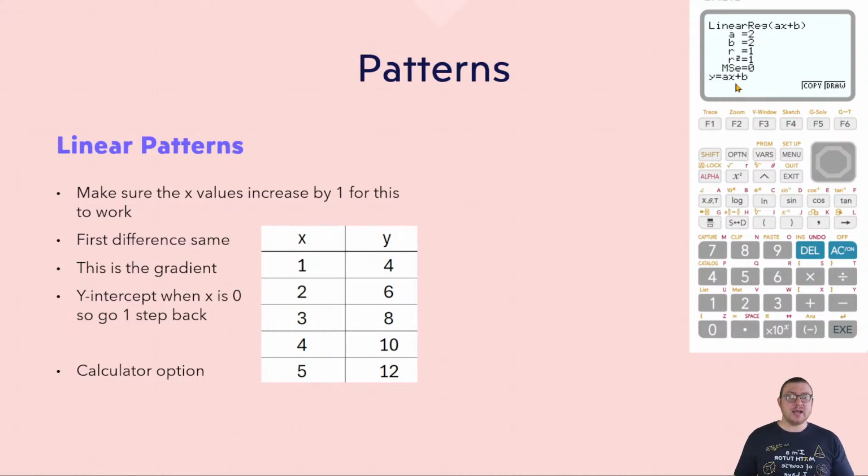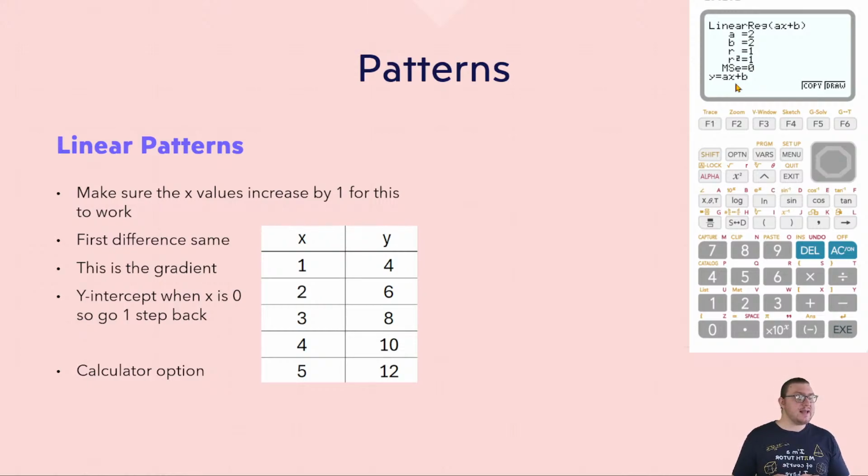Now here, what I recommend is just copying the equation that they give you, y is equal to ax plus b, and then underneath it substitute in your values for a and b, which will give us 2x plus 2, just like we figured out by ourselves.